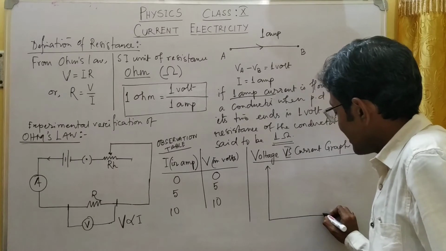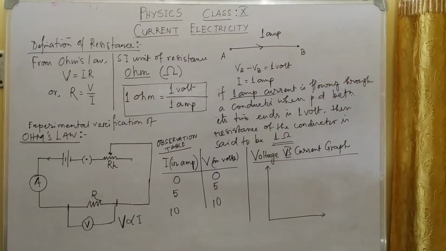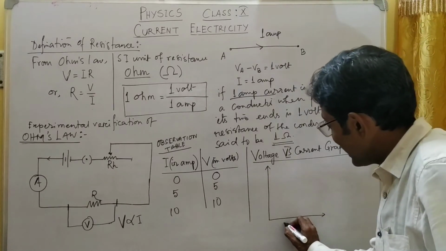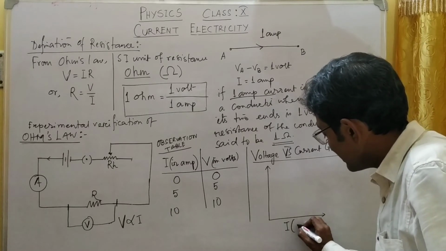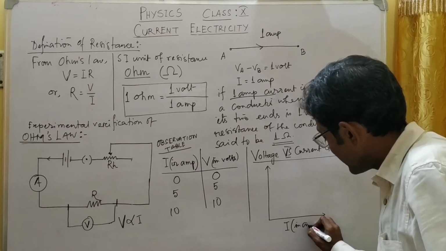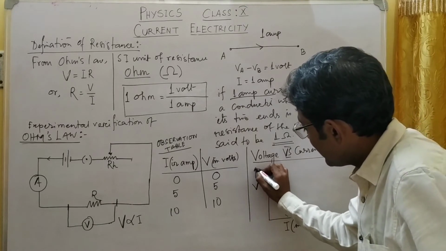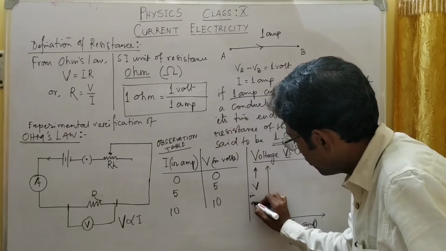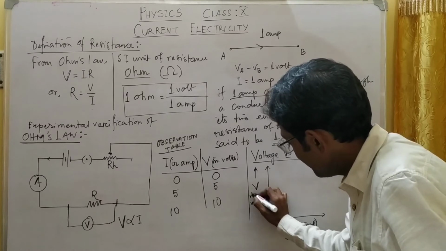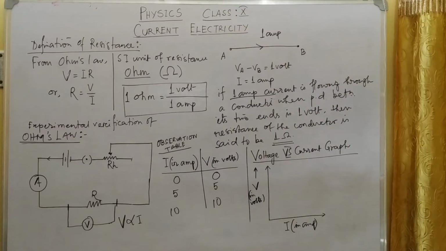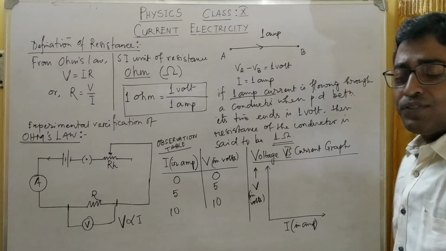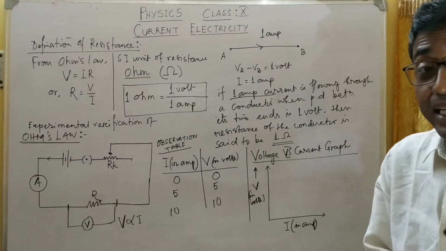Just in the next year in class 11 you will be able to see how important the graph is. On the x-axis I will put I, that is the current in ampere, and this is V, the potential difference, in volts. Okay, these two. So remember, there are a few things which obey Ohm's law.